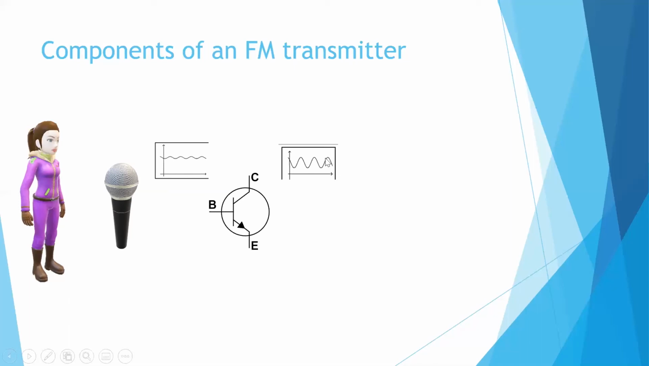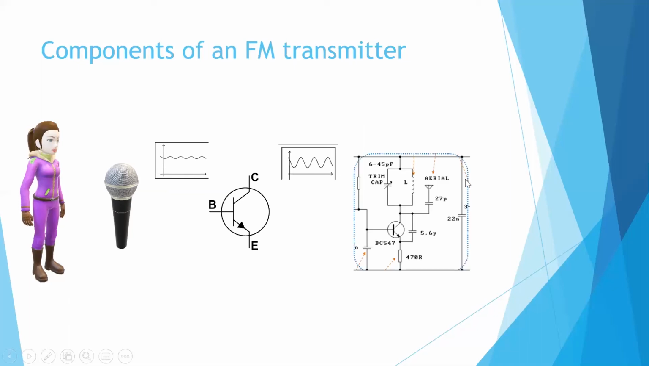But we have still not done the modulation. This is just amplification. So to do modulation, we need to build this circuit. The functioning of the circuit in an overall way can be thought of as follows. This part here is an inductor L. This trim cap is a capacitor. This is called a tank circuit. By tuning this capacitor, we can produce different frequencies of carrier waves.